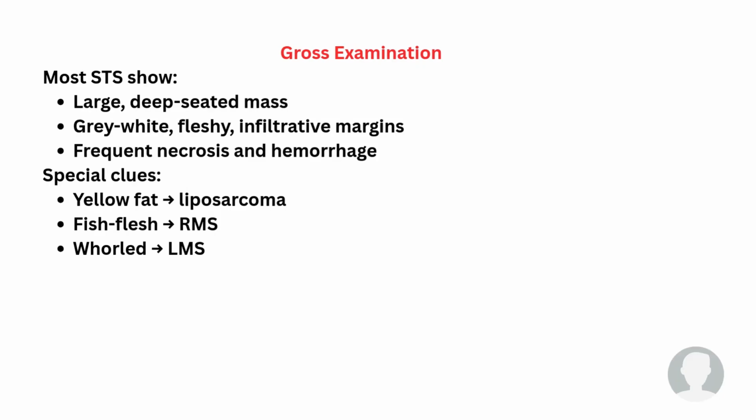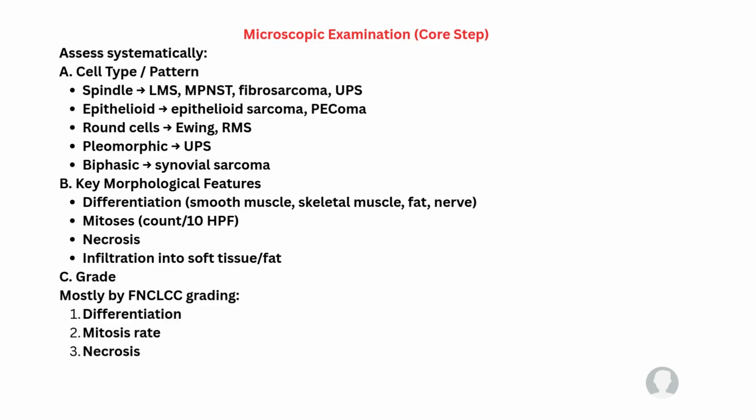Most soft tissue sarcomas are large, deep seated masses with gray white, fleshy cut surface, and infiltrative margins. Frequent necrosis and hemorrhage can be seen on gross examination. And special clues: if there is yellowish fatty appearance, it could be a liposarcoma. Fish flesh appearance is seen in rhabdomyosarcoma, and whorled appearance is seen in leiomyosarcomas. Macroscopic examination is the most important step in evaluation of soft tissue sarcomas.